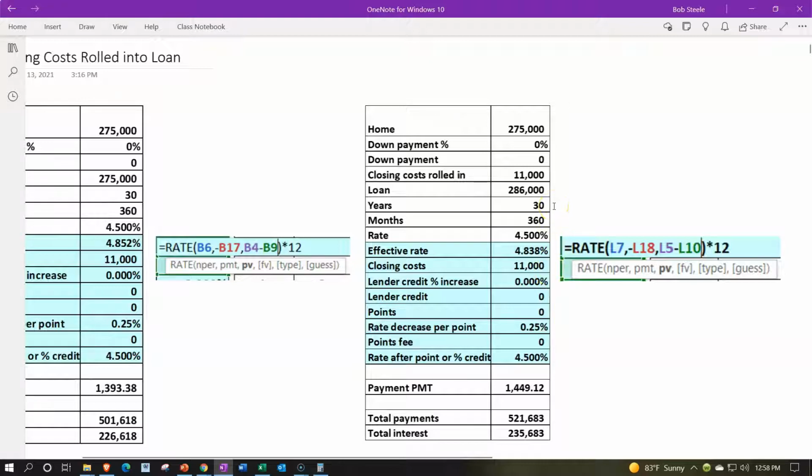right? So we got the money of the $286,000, but we had to pay back the $11,000 closing costs in essence. Again, logistically, the way it's set up, it might look a little different, like the seller's picking it up, but really you can think of it as you're getting $286,000 now, but you had to pay the $11,000 out in essence as closing costs. So that gives us an APR of 4.838, which is fairly close to the 4.852 APR or effective rate. We'll call it the effective rate between these two comparisons.